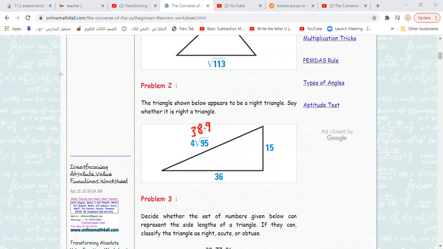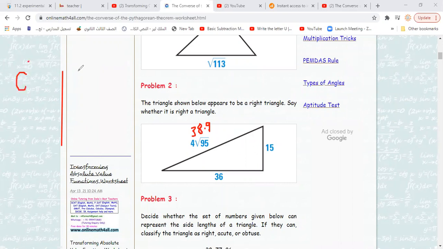Is there anyone who can tell me? I have a question. Yes, honey. Is 38.9 considered 39? Yes, we can work with it as approximately 39. Okay. Now we will divide our answer into 2 parts. The first part will work with the longest side, and we can say that this one represents c square.